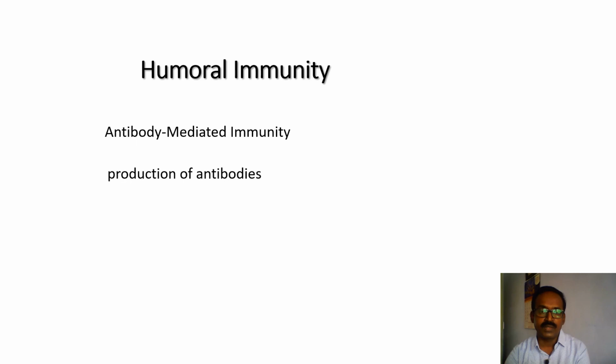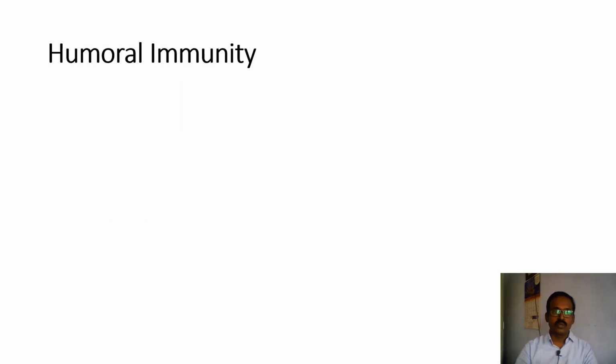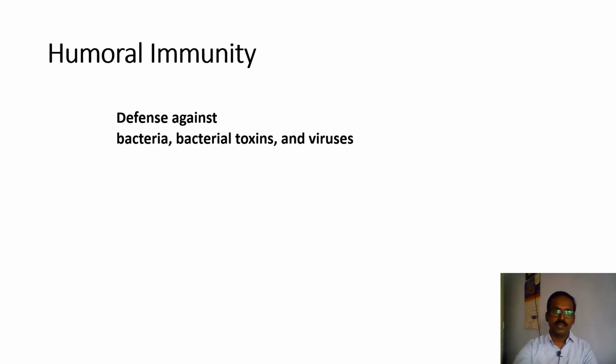Antibody is produced from the B lymphocytes. The B lymphocyte is converted to plasma cells. It produces the antibody. Humoral immunity defends against bacteria, bacterial toxins, and rarely viruses.